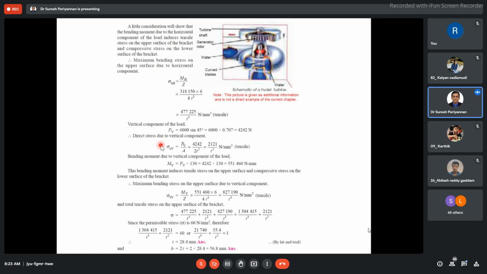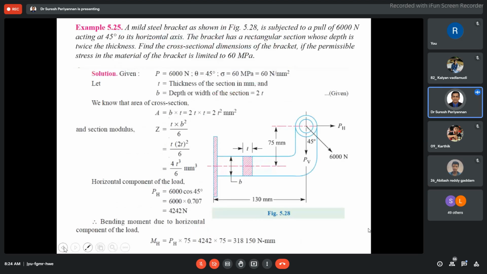Here, for PV by A, they considered only the vertical load. Sir, what I am saying is that the direct stress will not be anything for the vertical components. No, the horizontal load is there. One minute, I will come to that conclusion. I will clearly tell you. See how I got it.